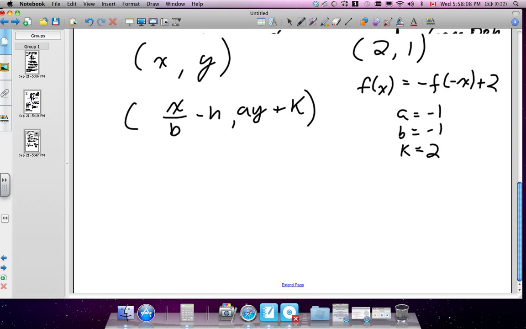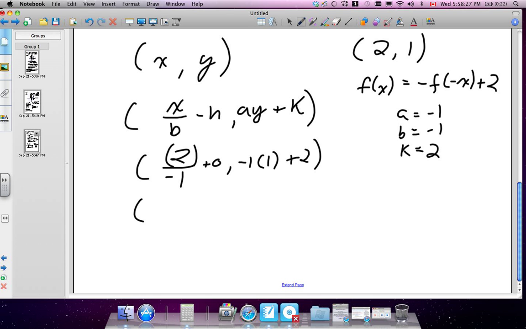So I just have to plug it into here. We already knew x was 2. Oh, sorry, b is negative 1, so we divide by negative 1. And there is no h, so we add 0, which will do nothing. A is negative 1, our y value was 1, and our k is 2. So to figure out our function now, negative 2, and then this is negative 1 plus 2, which is 1. Does that make sense?